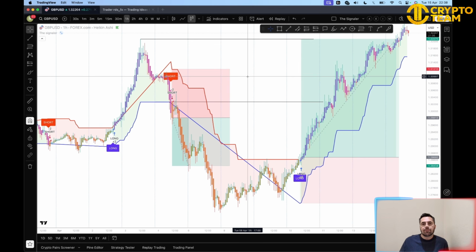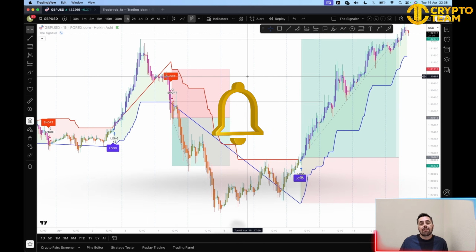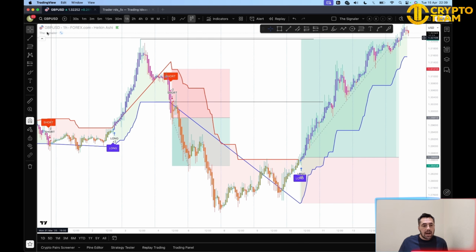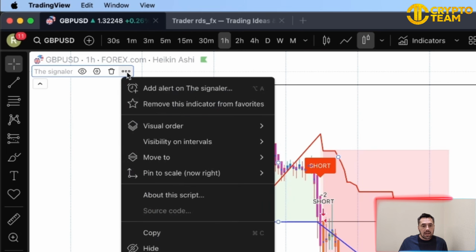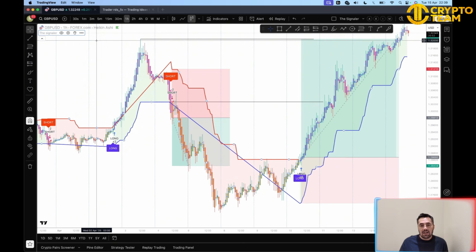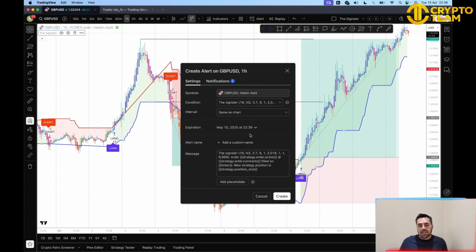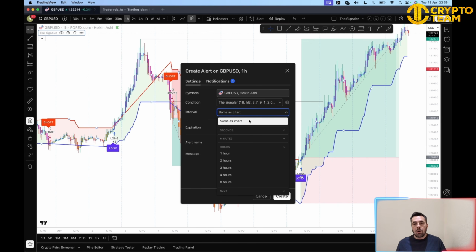Jumping back over to TradingView, one of my favorite things was the fact that you can just set alerts for this indicator, which makes your life so much easier. To do that, you go here to the 3 dots on the indicator, you click more, and then you click add alert on the signaler. You don't really need to change any of the settings here, but you can just go same as chart. In this example, I'm on the 1 hour on GBP USD. If you are more of a swing trader, then sure, use the 4 hours.